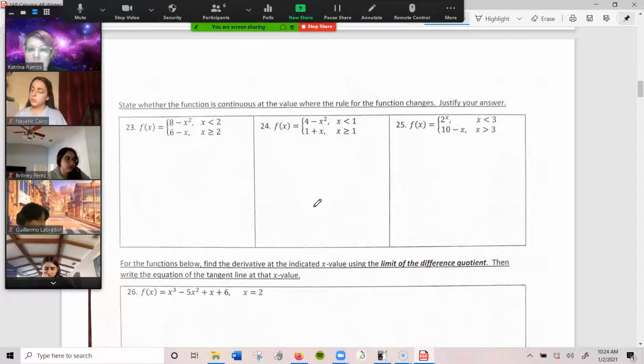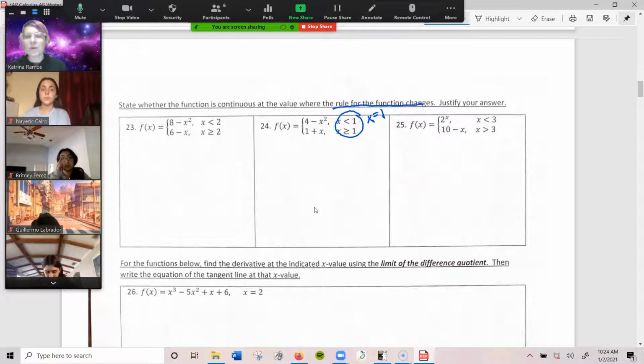24. Okay. State whether the function is continuous at the value where the rule for the function changes. Since these are all piecewise functions, the rule changes at x equals 1. So you're checking your piecewise function where there's a possible break of continuity. Remember that if we're trying to figure out if a function is continuous, you need to go through your three-step process. The defined value, right?